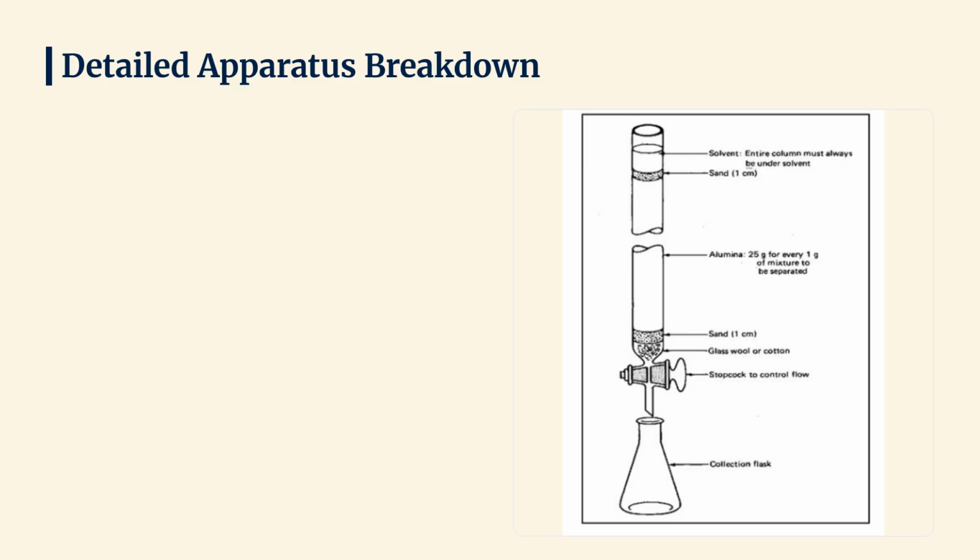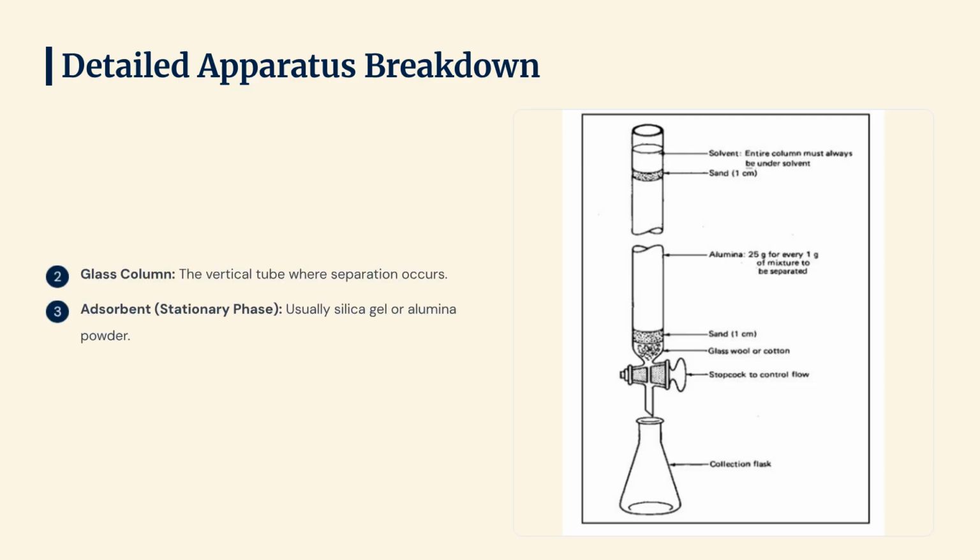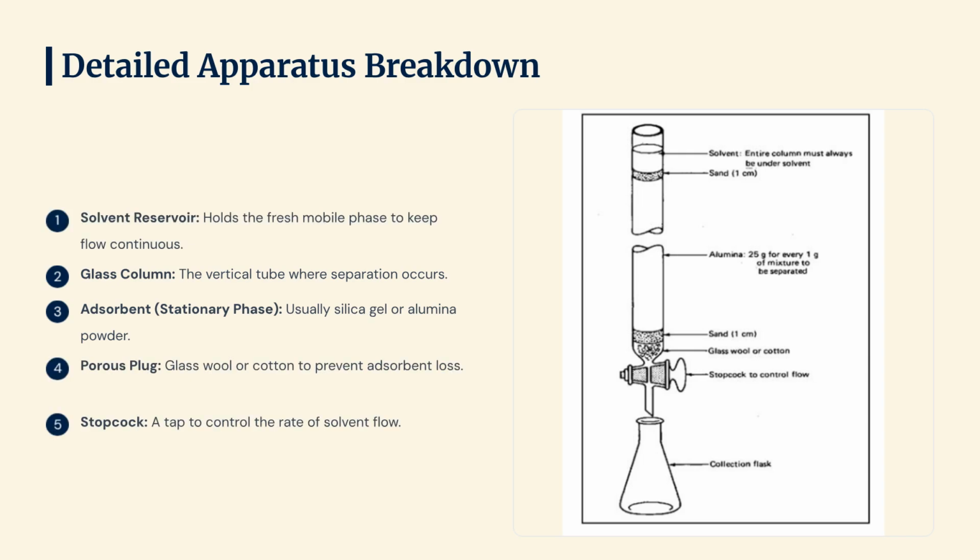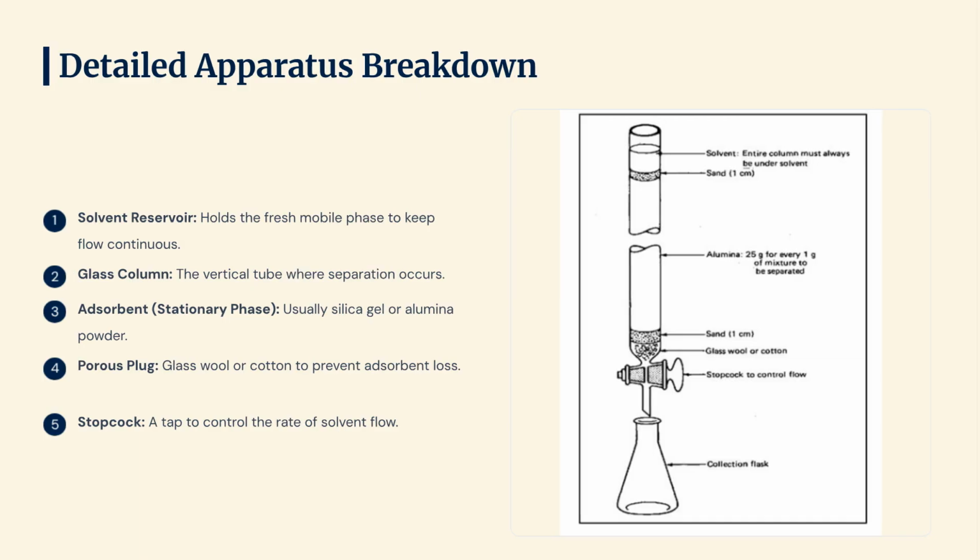Here is the apparatus setup. We have the vertical glass column containing the stationary phase, generally silica gel. At the bottom, there is a tiny porous plug, often made of glass wool or cotton. Its job is simply to hold our solid in, but let the liquid flow. Below this is a stopcock that controls the flow rate. Silica gel is then covered with a layer of sand, and on top of this, we place our mixture to be separated. And finally, we continuously add our mobile phase or solvent from the top.